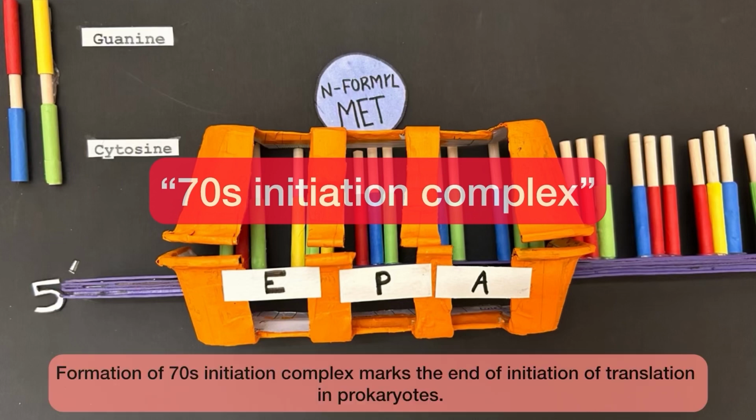Formation of the 70S initiation complex marks the end of stage 1, initiation of translation in prokaryotes.